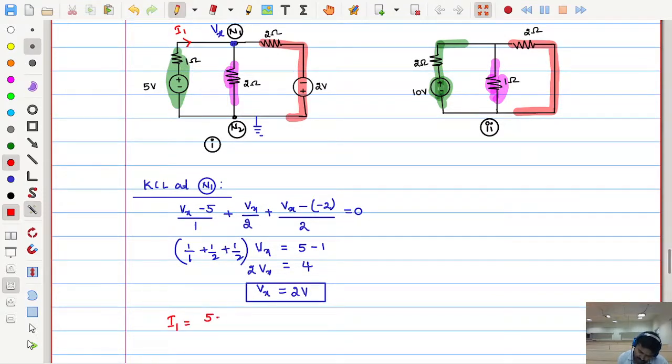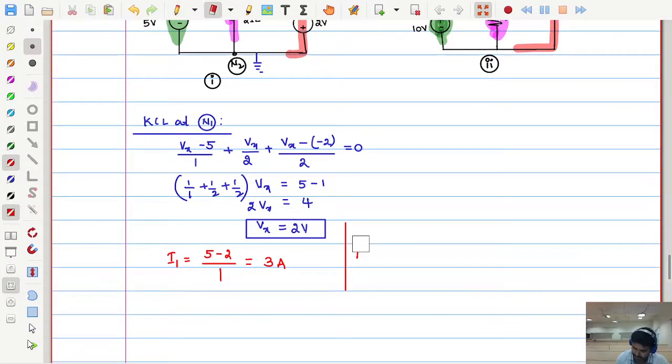I1 is equal to 5 minus Vx, that is 2 divided by 1, which is equal to 3 amperes. Next, which voltage is higher? This is 2 and this also 2. Then let us see how much the current will be, this I2.